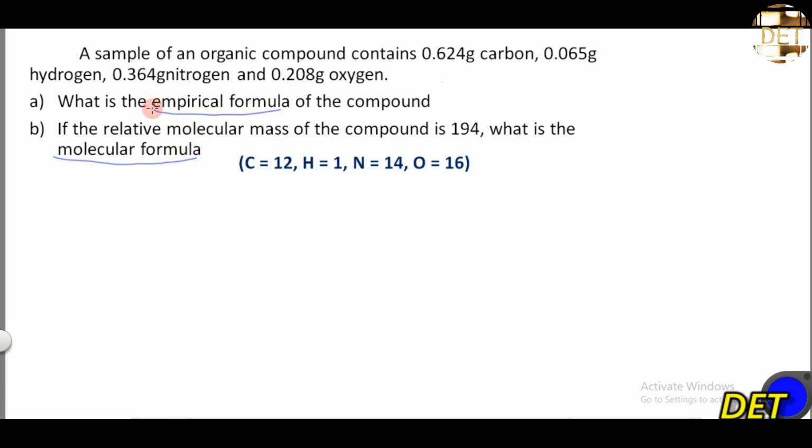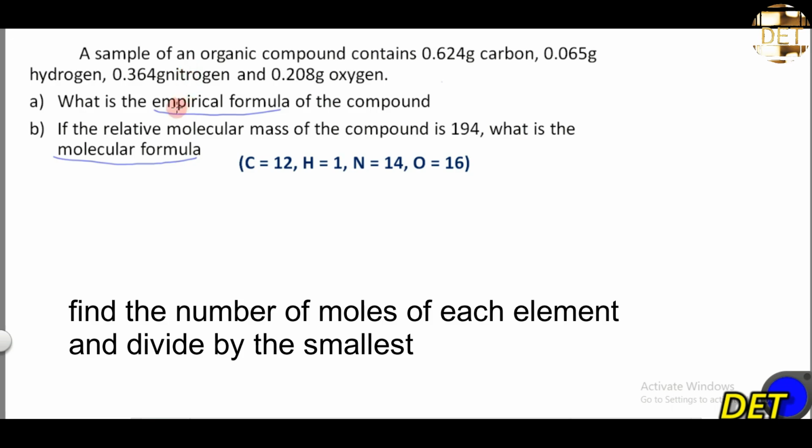So to look for the empirical formula of a compound, what we'll do here is to first of all look for the number of moles of each of the elements and then divide by the smallest, right? That is how we get the empirical formula. So let's also put the solution here.